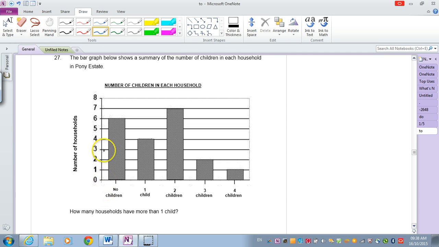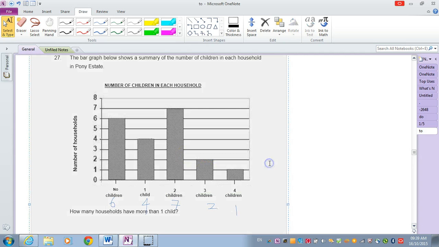No children: there are 6 households with no children. 1 child: there are 4 households. 2 children: there are 7. 3 children: there are 3. I'm sorry, 2. And 4 children, we have 1 household. Now please remember to use a ruler to read. In this case they have already shown the lines, but it's a good habit to use a ruler to read your bar graph.